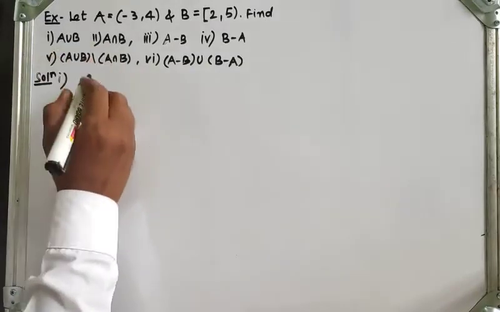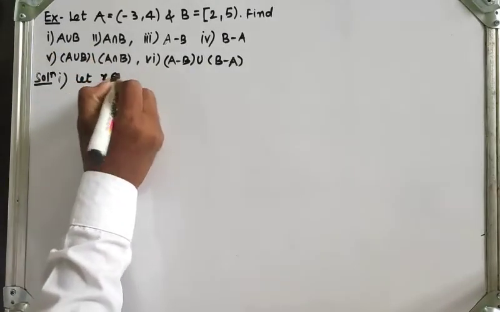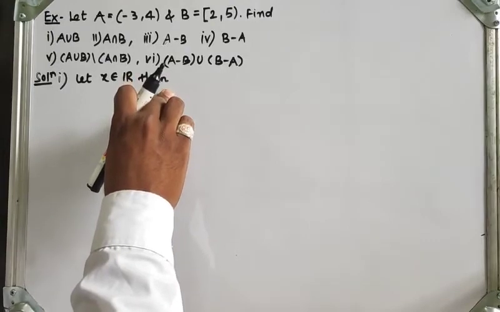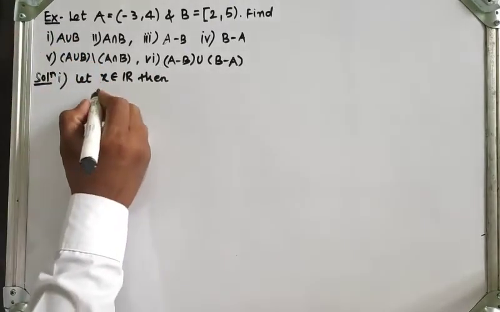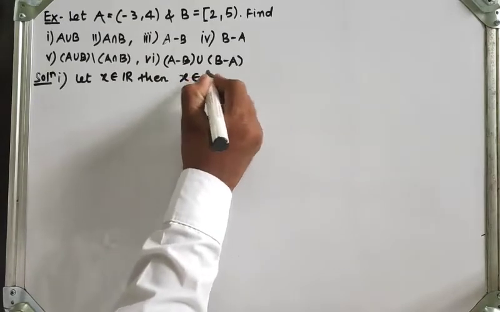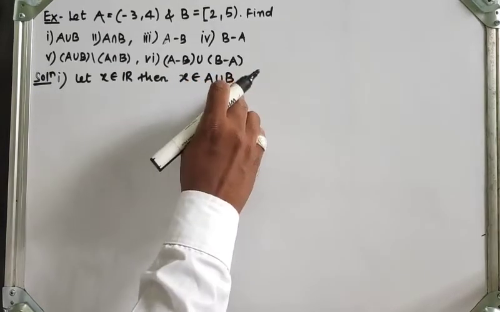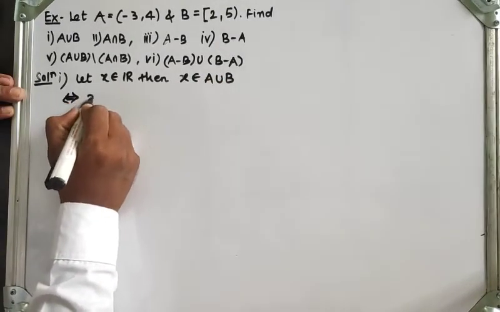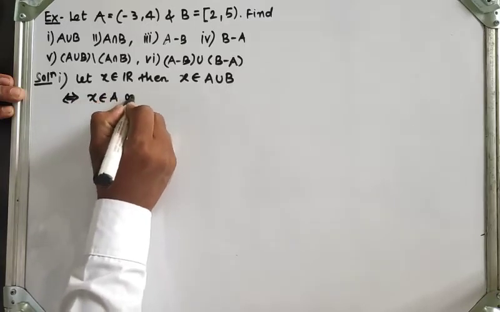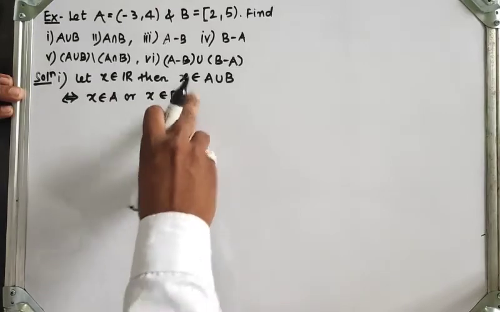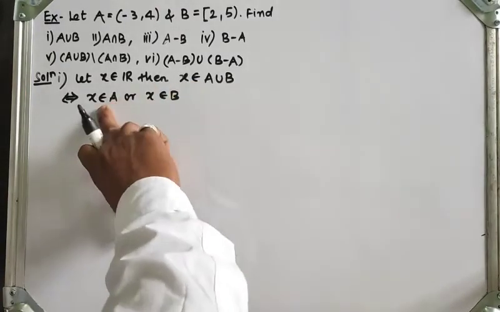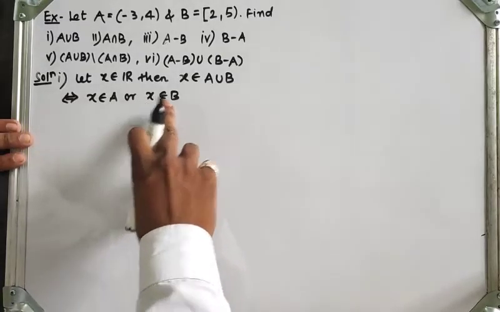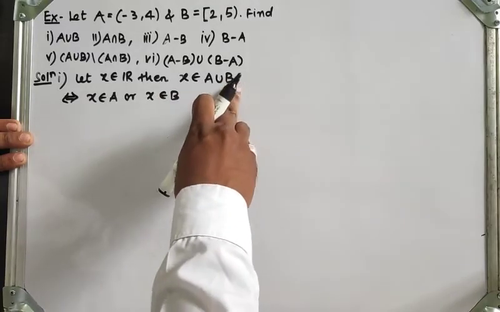First one, so let x belong to the real numbers R, then we have to find the set of those elements which belong to A union B. So x belongs to A union B. What is the meaning of that? If and only if x belongs to A or x belongs to B. So x belongs to A union B means what? If and only if x belongs to A or x belongs to B, means a set of all those elements which either belong to set A or set B.